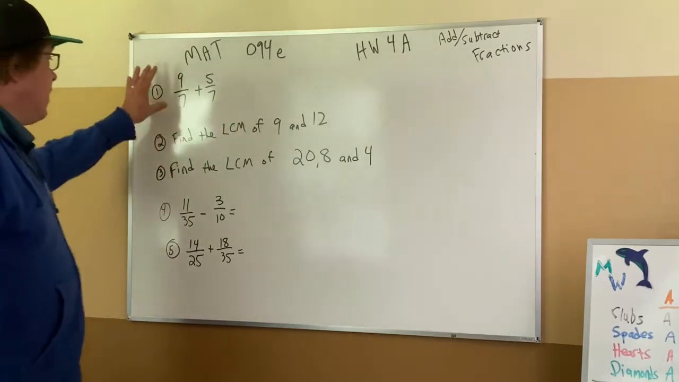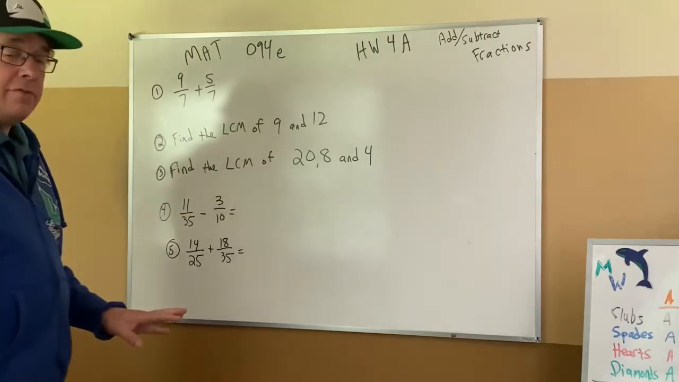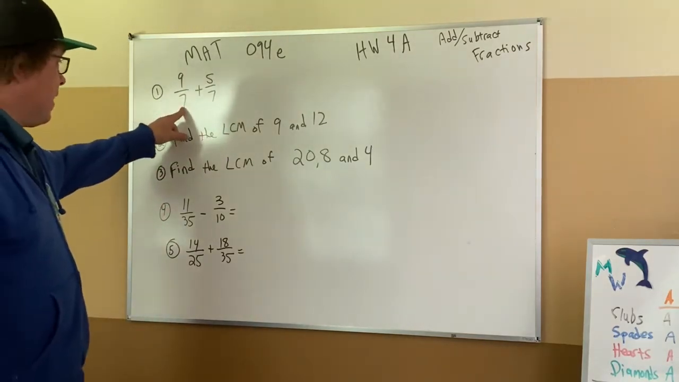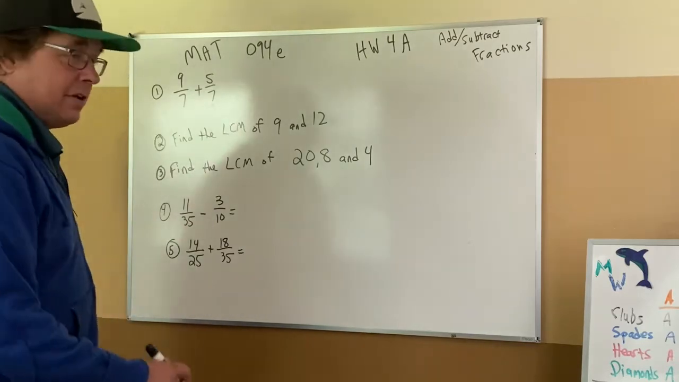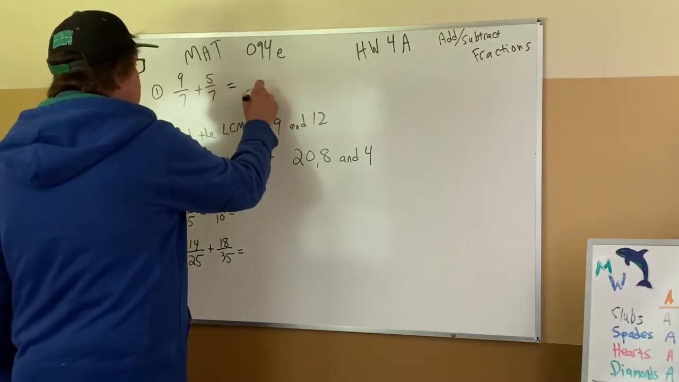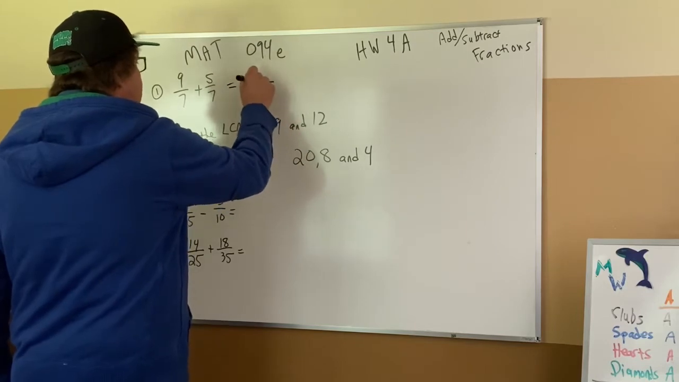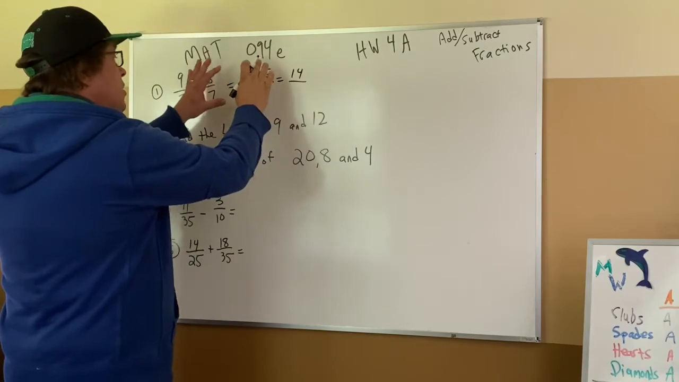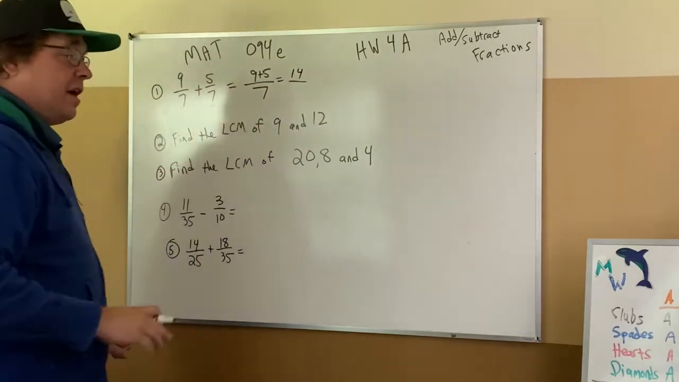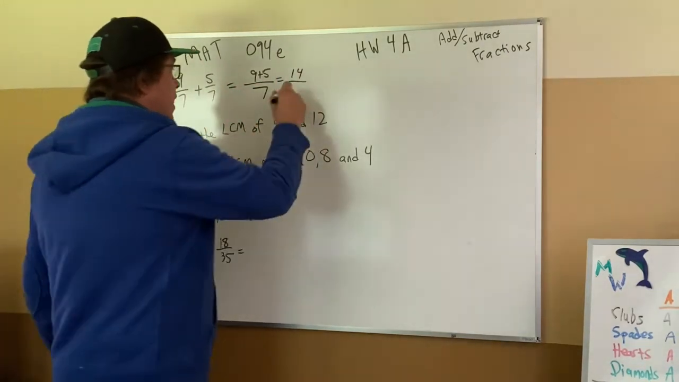First one, 9 over 7 plus 5 over 7. What we have to do is find the common denominator. That denominator 7, that's denominator 7. Guess what? I just found it. It's 7. So we're going to be able to keep the denominator as 7, and up top we have 9 plus 5. That's 14 on the top, right? We don't interact the numerator and denominator. We find a number for each one before that happens.